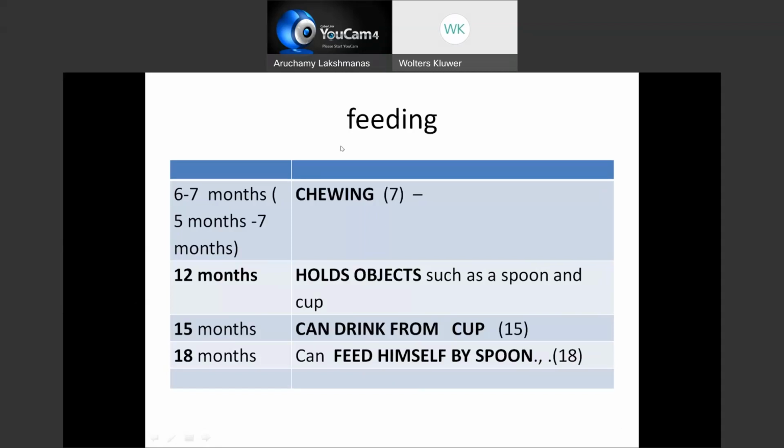Then coming to feeding, 7 months, they will be chewing. So that's the reason why you start complementary feeding by 7 months, after 6 months. So that chewing movements will come from 6 to 7 months. So remember 7 letters, chewing. And by 12 months, it can hold objects such as spoon and cup. 15 months can drink from a cup. And 18 months, feed himself by spoon. If you remember the bold letters, it will be easy for you to have a clue for all these things. Can drink from cup, 15 months. Feed himself by spoon by 18 months.